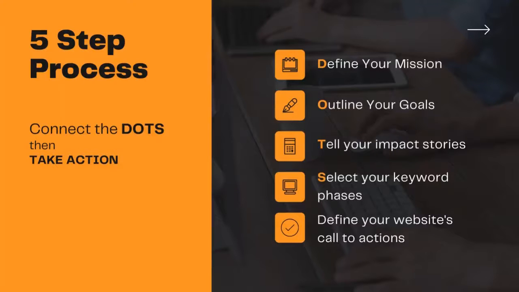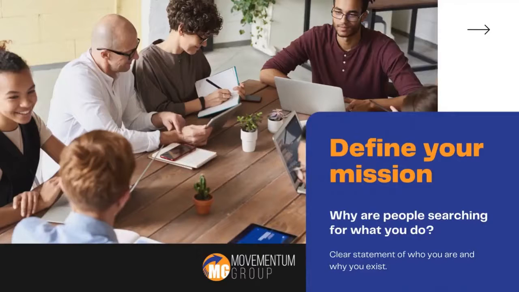The best way to do this is by what I call connecting the dots. DOTS is an acronym for defining your mission, outlining your goals, telling your impact stories, and selecting your best keyword phrases. Once you have completed these 4 steps, you can then define your website's call to actions and successfully implement your Google Ad campaigns. So let's take a closer look at the first step of defining your mission.